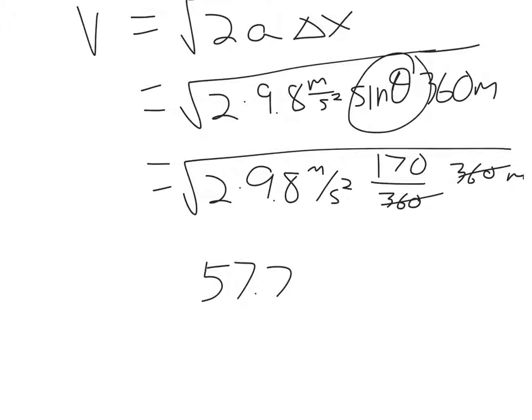57.7, and we have meters times meters, that's a meter squared over a second squared, and we're square rooting that, so that's meters per second. And if I'm looking at sig figs, I think these are all 2 sig figs, so let's round that to 58.